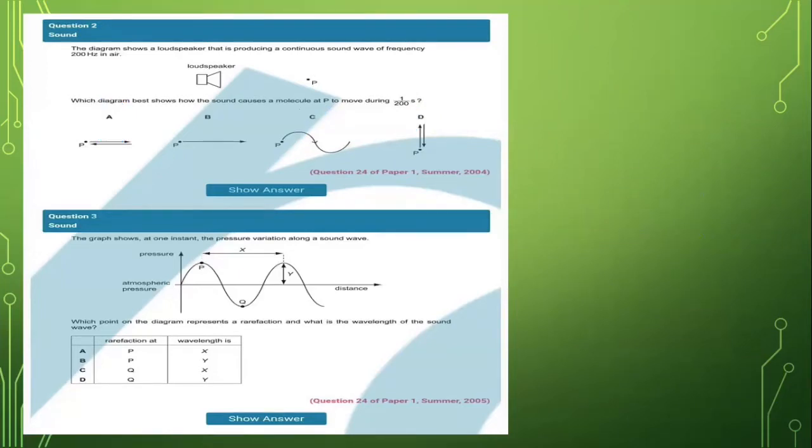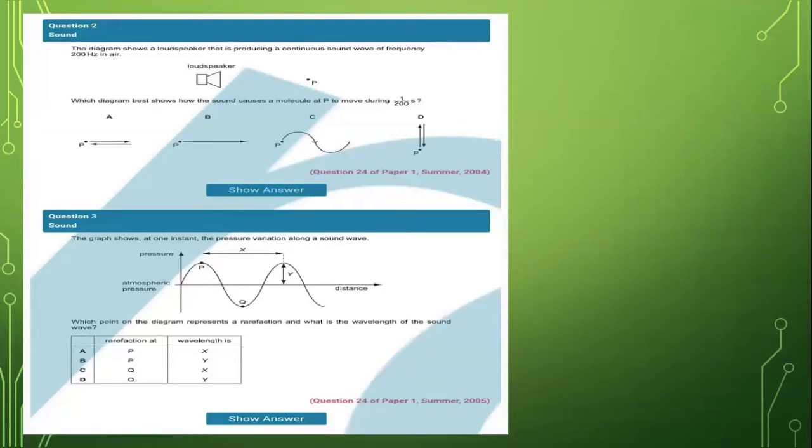Moving on to the next question that we have, the graph shows at one instant the pressure variation along the sound wave, and the graph that is given to us is a pressure-distance graph. And we know that when a longitudinal wave travels, it is traveling in a series of rarefactions and compressions. So rarefactions are the regions where the pressure is the lowest, because we have molecules far apart, and compression is the region where there are packed molecules, so we have a higher pressure over there.